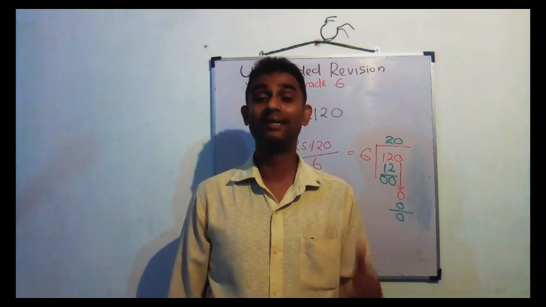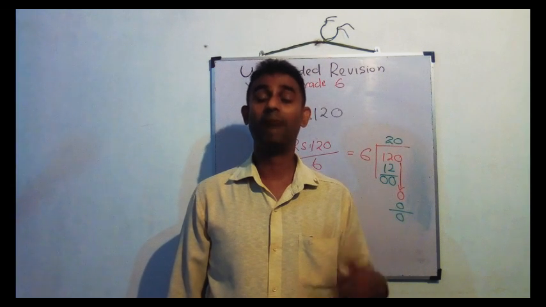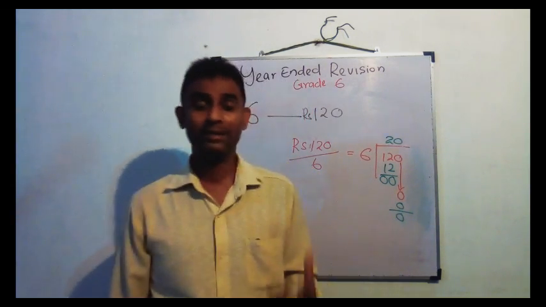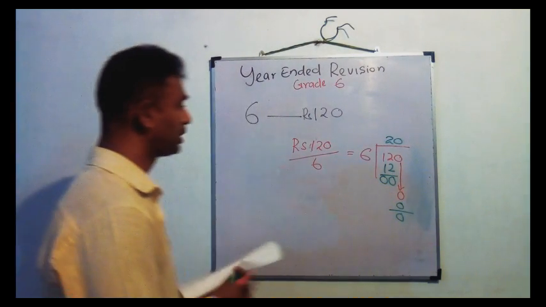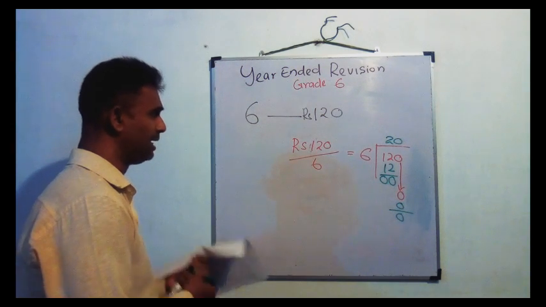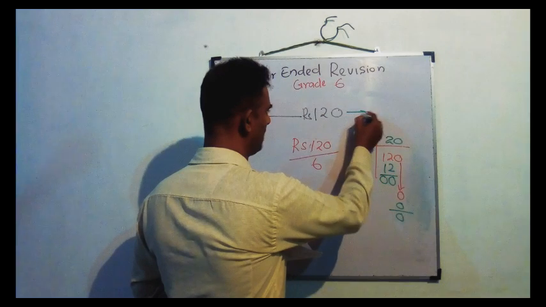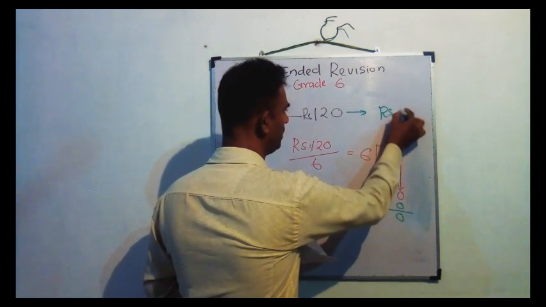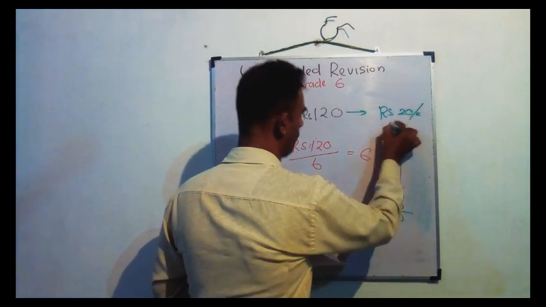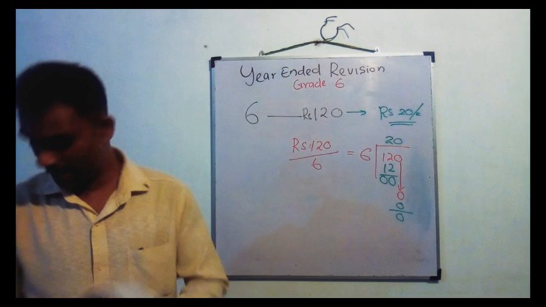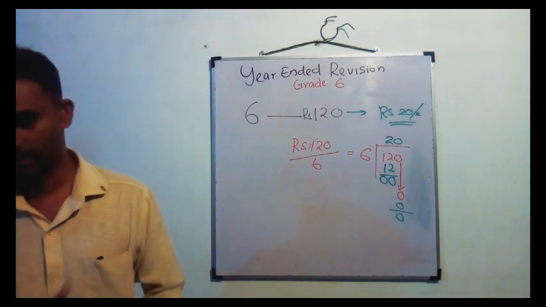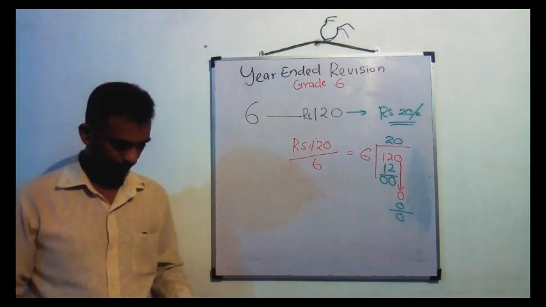If we divide 0 by a number, or multiply 0 by a number, the answer is always 0. Therefore, the cost of 1 pencil is rupees 20. Right? Next question.